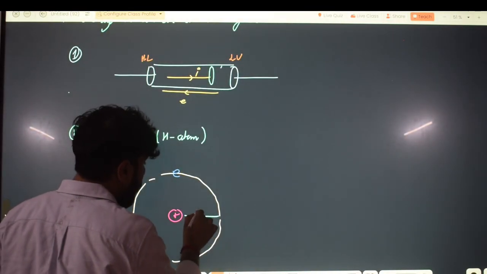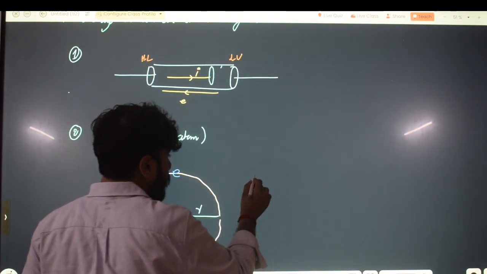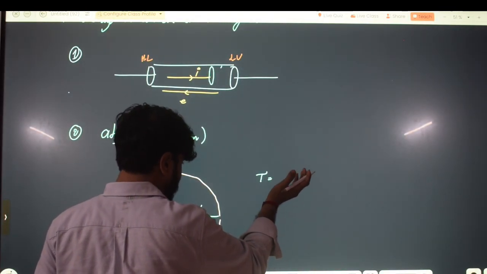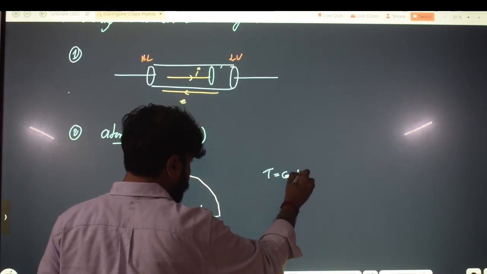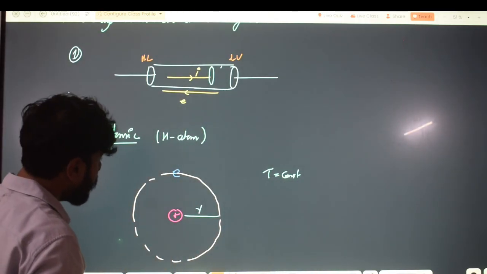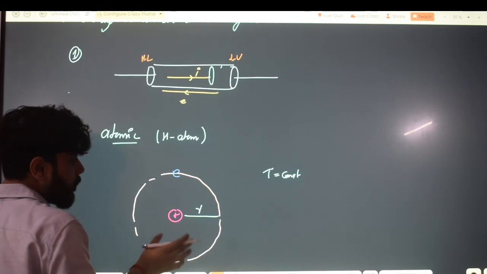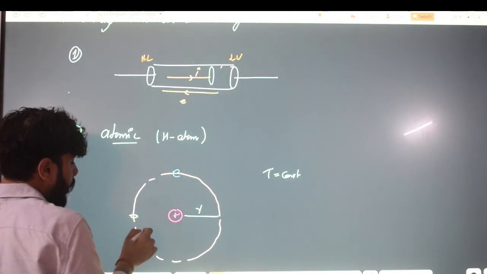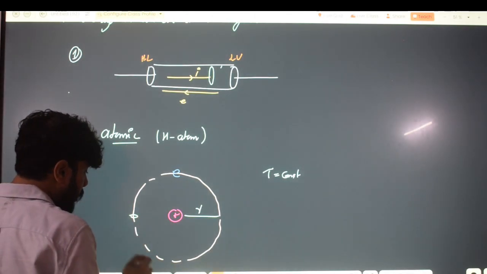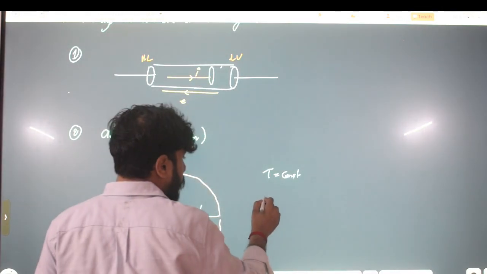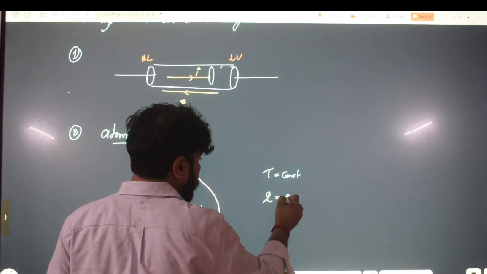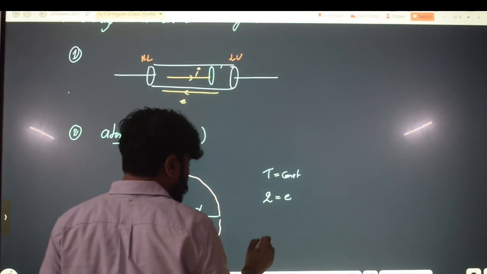You can see the radius will be R, and let's say the time period is going to be constant. So how much charge will flow from a particular section, or you can take any section, in a given time period? That will be just the charge of the electron. That also you can use to define current.